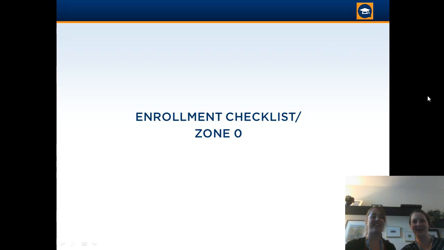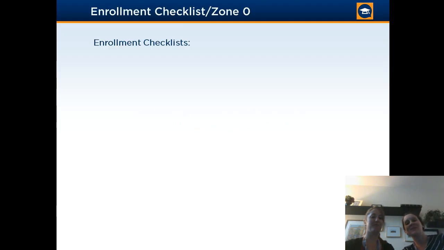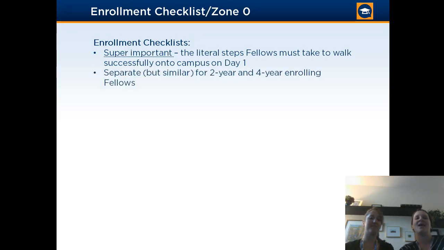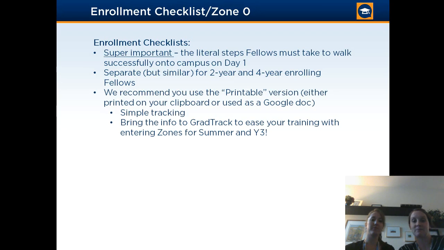So we are going to blend into our second installment here by talking through the enrollment checklist. The enrollment checklist is the tool you'll be using to track your fellows' progress this spring and summer. It is super important as it is the literal steps that your fellows must take to walk successfully onto their campuses for the first day of college. There's a separate enrollment checklist for 2-year and 4-year fellows. No major changes, but definitely something you want your fellow in the right bucket as you're using these.